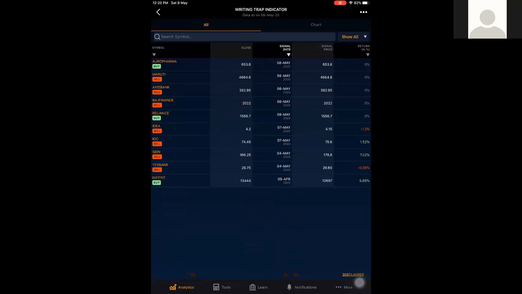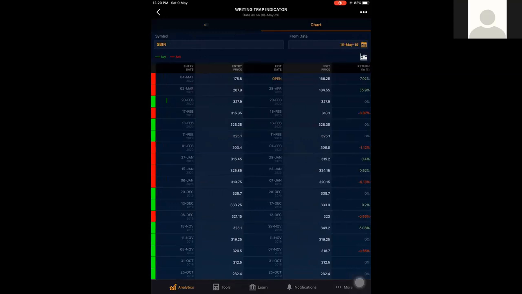There are a few more things which we are working on, and that should be a good add-on to this part. So presently, you see all the open trades in the All category. If the trade gets closed, you can just have a look at that particular stock chart and see the table view. You'll come to know whether the trade is open or exited.